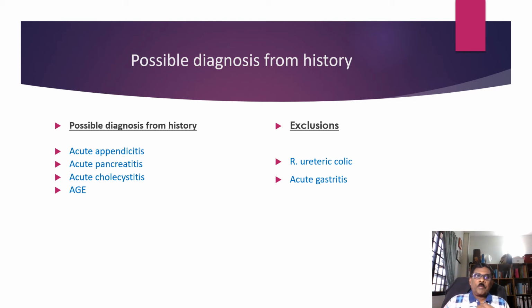Okay. From the history, we have excluded the right ureteric colic, as there were no urinary symptoms and the pain was not in the right loin. Also, acute gastritis is unlikely because the location of the pain is not in the epigastric region.